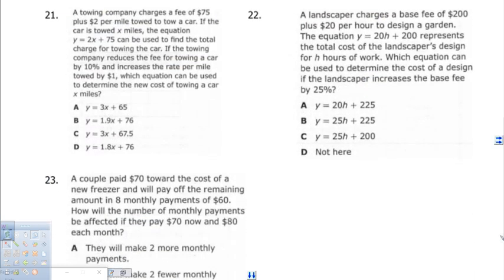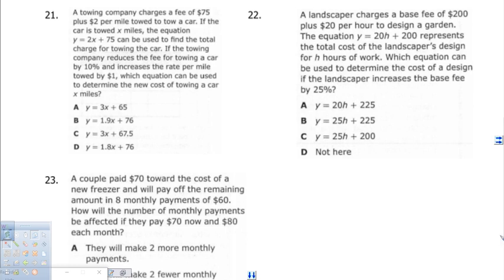A towing company charges a fee of $75 plus $2 per mile towed to tow a car. If the car is towed x miles, the equation y equals 2x plus 75 can be used to find the total charge for towing the car. If the towing company reduces the fee for towing a car by 10% and increases the rate per mile towed by $1, which equation can be used to determine the new cost of towing a car?